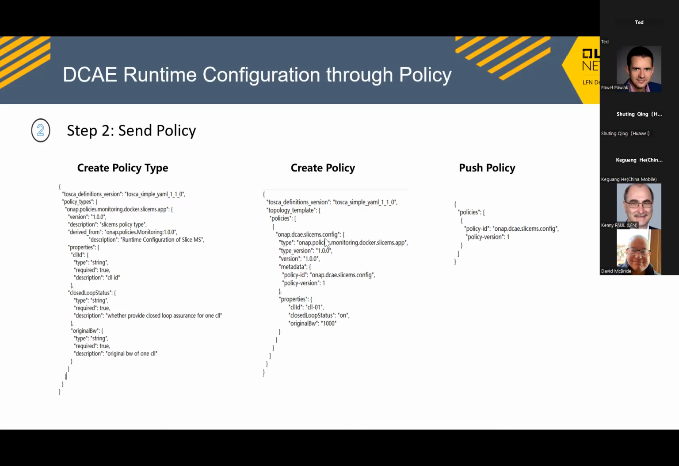The second step in sending policy is that we have to create our policy. This is the request body. We have to define the CLL ID. Here is just an example; in reality, it should be a very long number. And then we have to define the user intent, whether it's on or off, and also the original bandwidth for the CLL.